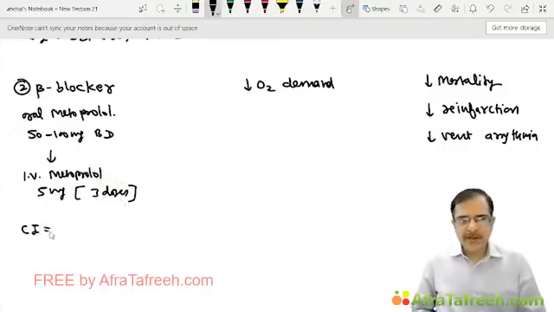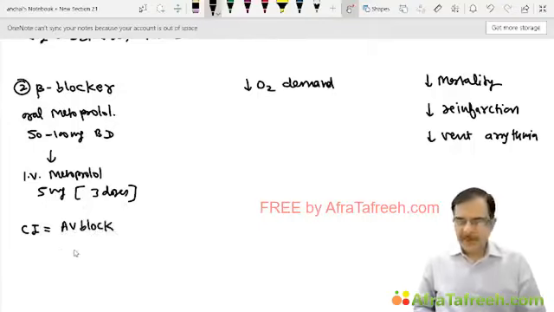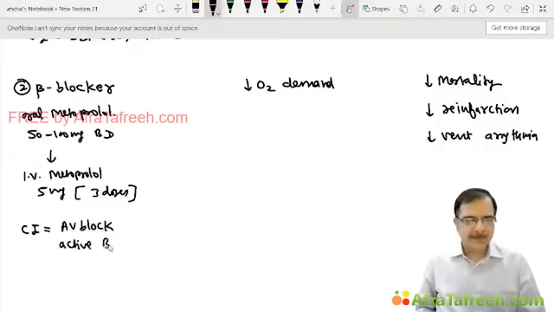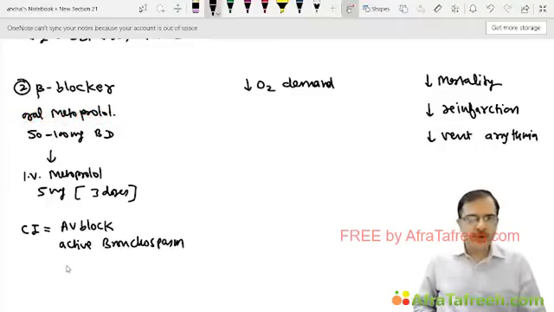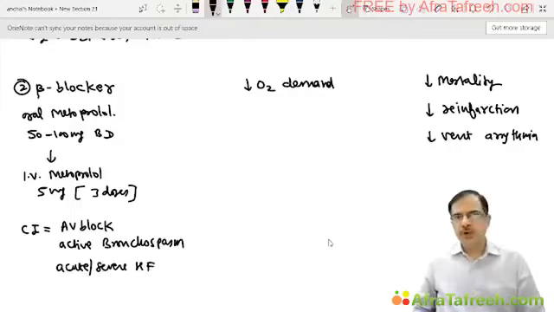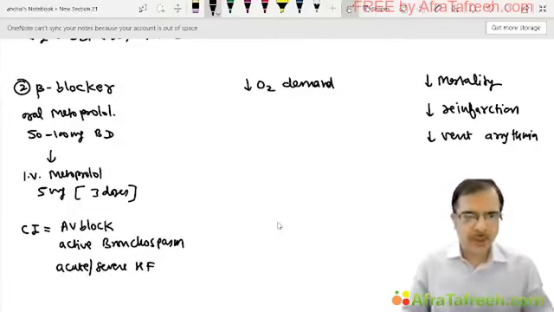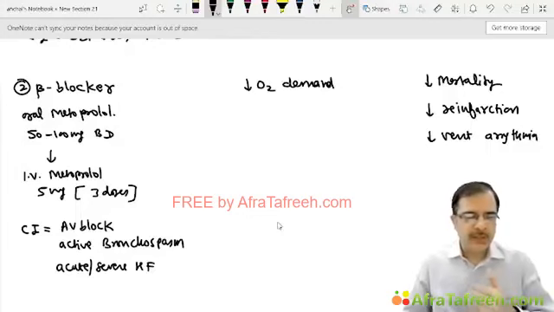Why? The contraindications. Contraindications of the beta blocker are AV block, a patient having active bronchospasm, it should not be given, as well as it should not be given in acute and severe heart failure. So these are the contraindications of beta blocker.